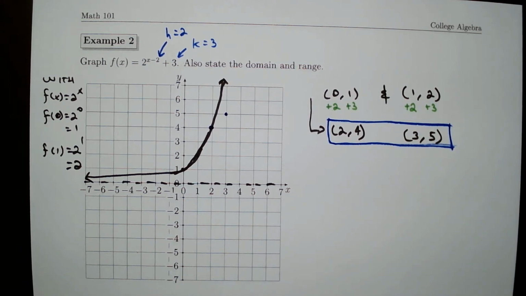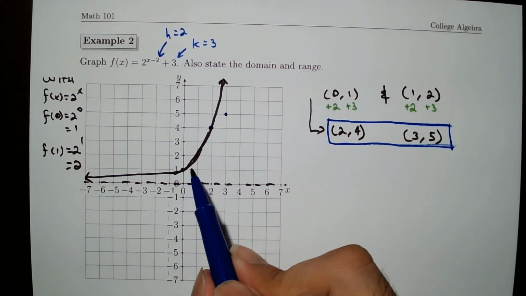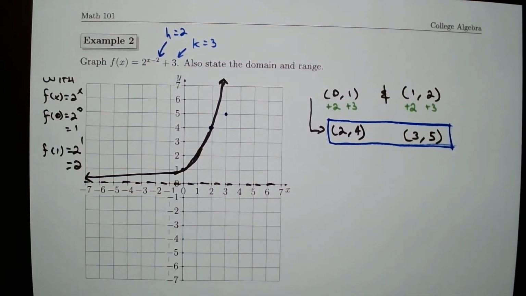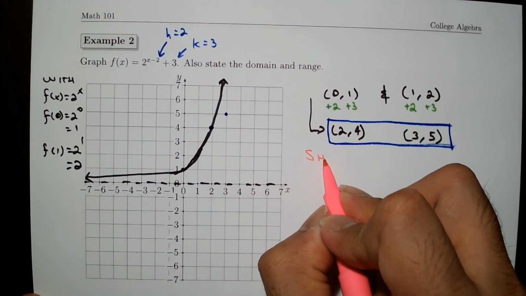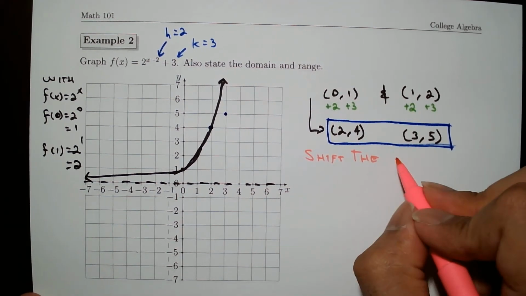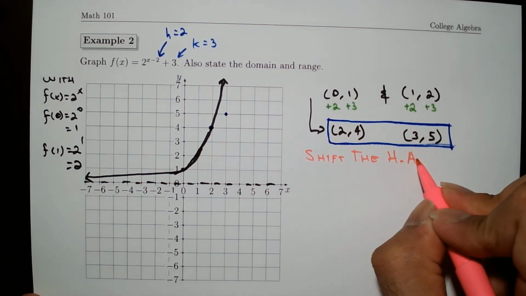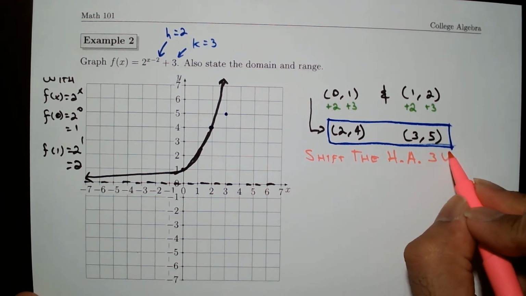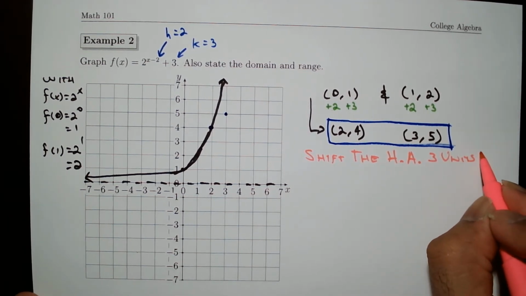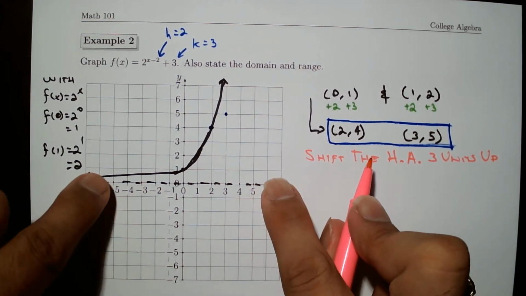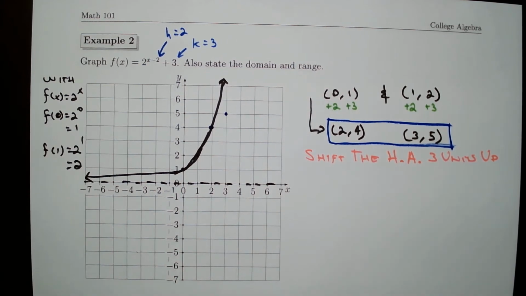In this case, we need to find the y-intercept. We didn't do it before because f of 0 was the intercept on the previous example. So number 1, shift the horizontal asymptote, HA, 3 units up. So I'm going to drag this horizontal asymptote and shift it 1, 2, 3 units up.